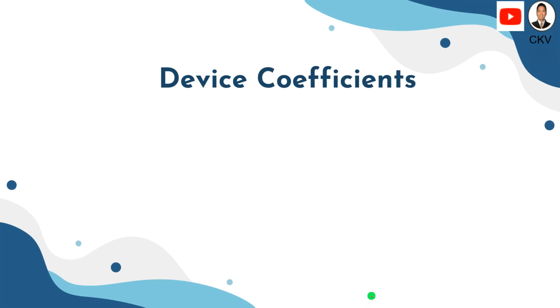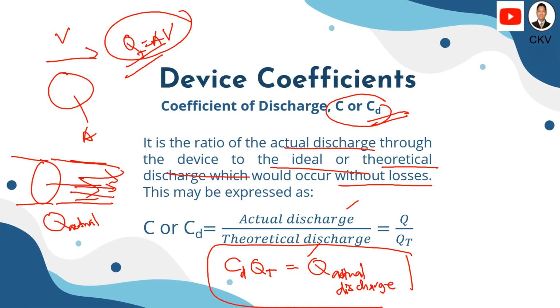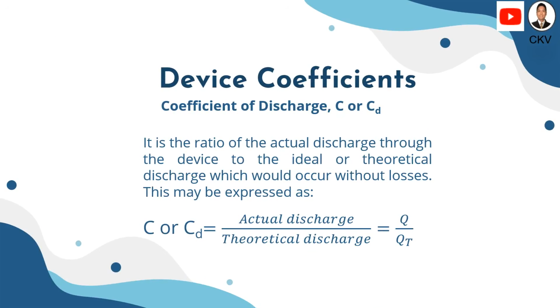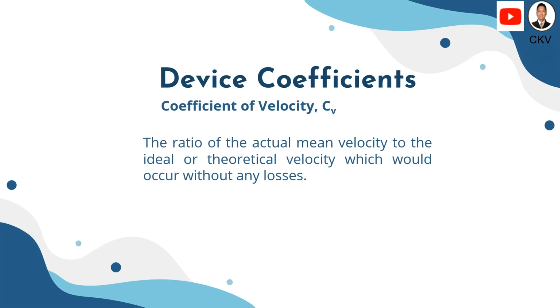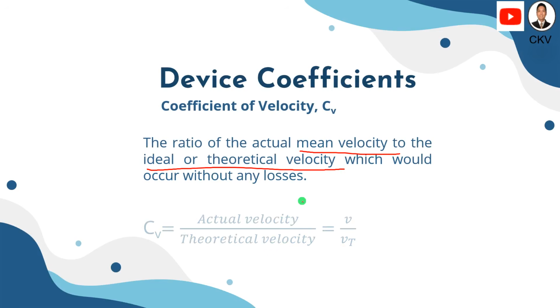So that is pertaining to the actual and the theoretical discharge. That's the coefficient of discharge. How about the coefficient of velocity? This is also the ratio of the actual mean velocity to the ideal theoretical velocity. Same solution, it is the ratio of actual velocity to the theoretical velocity. So this is our coefficient for velocity. To determine the actual velocity having a theoretical velocity, we can use this coefficient.